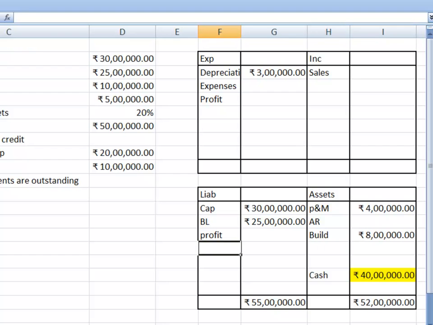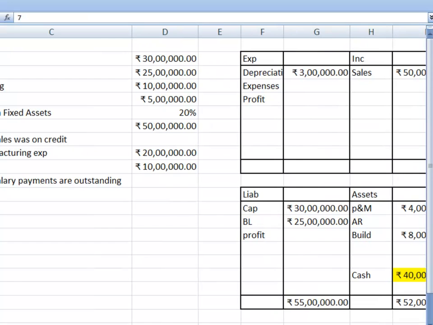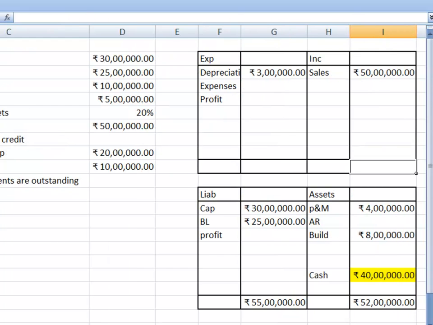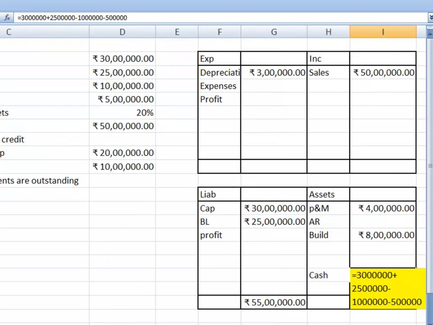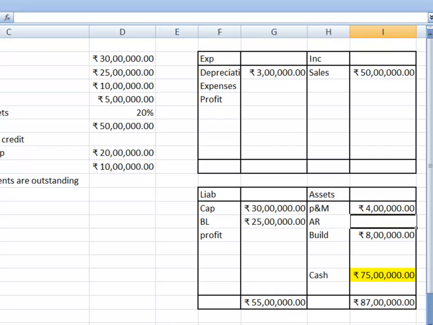Next item is sales, 50 lakhs. So entire sales goes here. But my cash will increase only by 70% of this, which is 35 lakhs. So let's increase the cash by 35 plus. So cash now is 75. Second effect, I will have accounts receivable of those 30%, 15 lakhs.